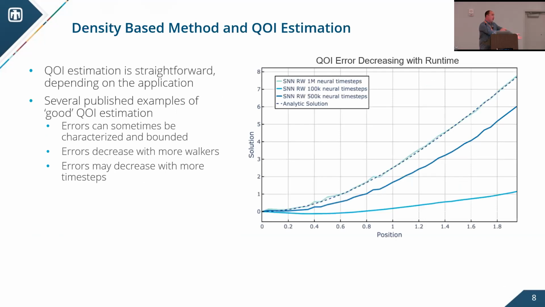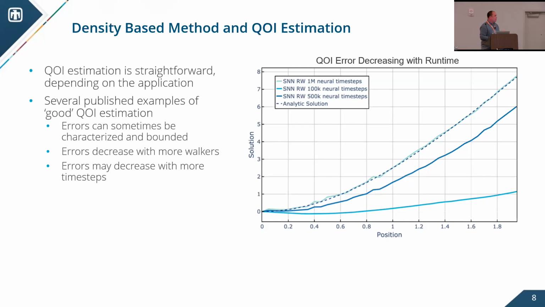So for QOI on this random walk method, it's pretty straightforward. You can go ahead and calculate whatever it is you're interested in. It depends, though, on your application, whether you're doing radiation transport or financial mathematics, but it's pretty straightforward. And we've seen it's in the literature now. There's a few different papers on it, but overall, we're pretty happy with the QOI estimation. We can, in many cases, estimate the error. We can characterize it. Sometimes we can bound it. Generally, more walkers is better in a square root n sense. And depending on how we set up the system, more time steps means better accuracy.